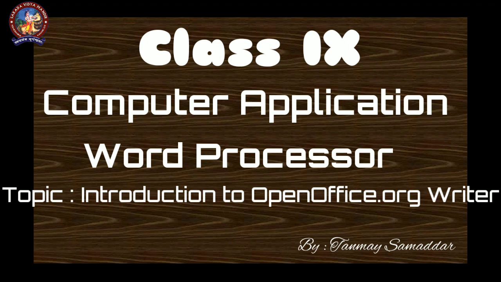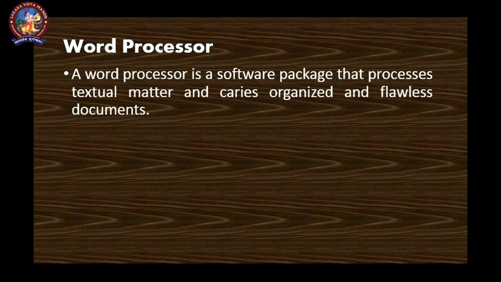So in today's lesson we are going to learn about the word processor. So what is a word processor? A word processor is a software package that processes textual matter and creates organized and flawless documents. That means if we are writing some text in the word processor, we can process the text. That means we can change the color, change shape, apply background, and many other features are there.